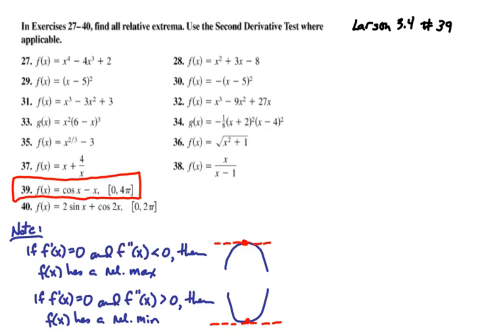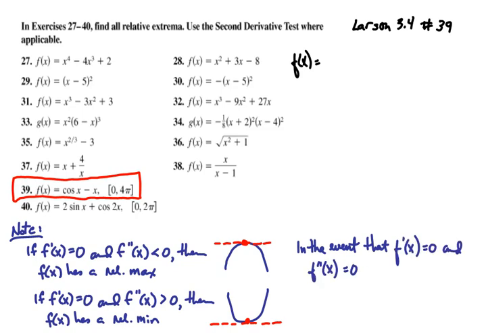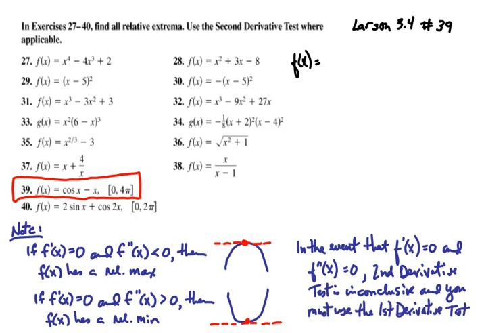But before that, let me give one more addition to that note. The second derivative test also states that in the event the first derivative is 0 and the second derivative is 0, then the second derivative test is inconclusive. And you have to use the first derivative test, which means you have to do the sign charts and go about it that way. Alright, so let's now get back to the function.